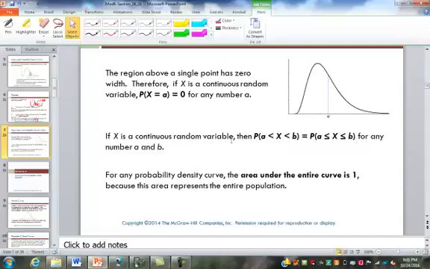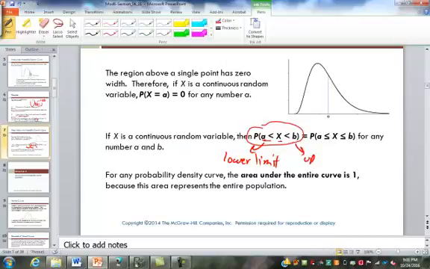So because this is continuous, we are always looking at ranges, and it's always going to be put in terms of the probability that our value x is between a and b. So it's between a lower limit and an upper limit. a is what we call a lower limit, and b is what we call an upper limit.